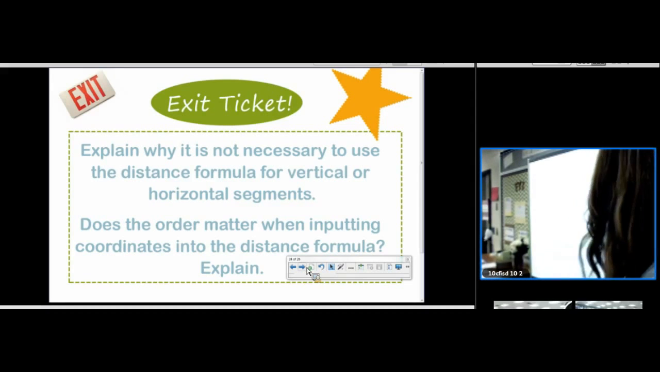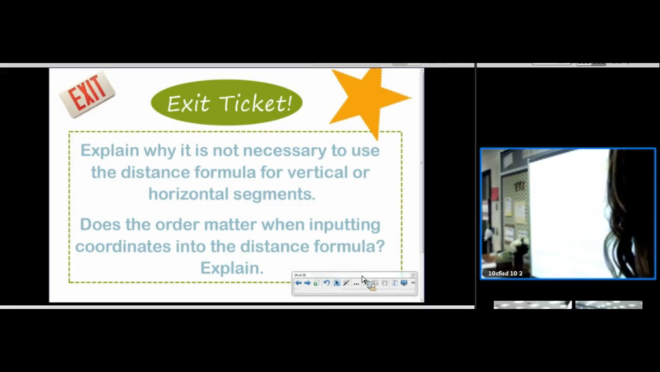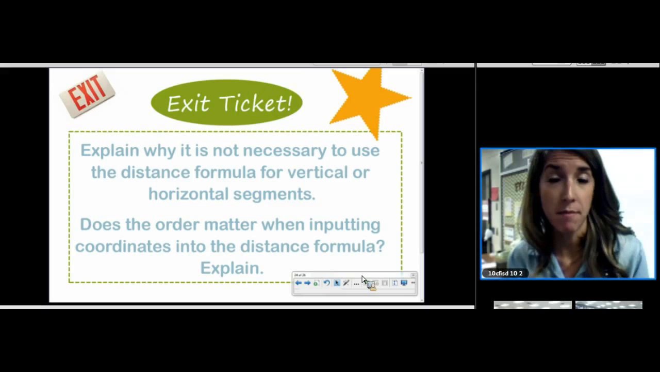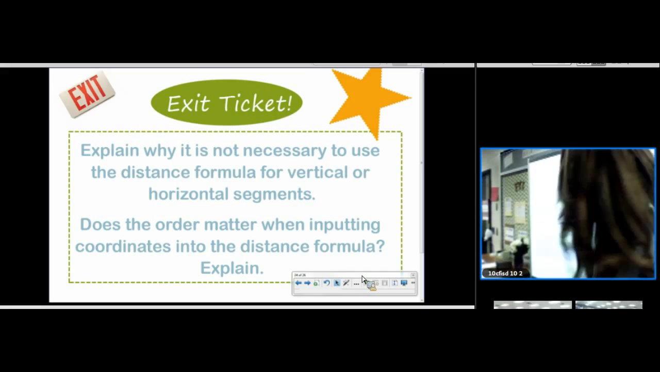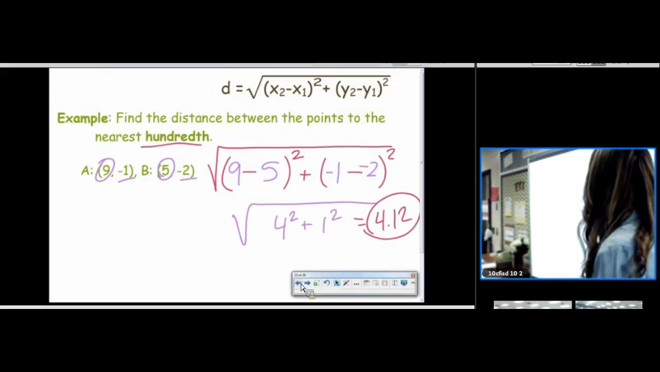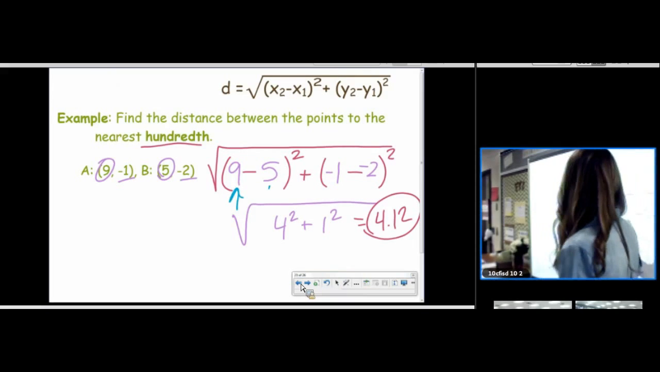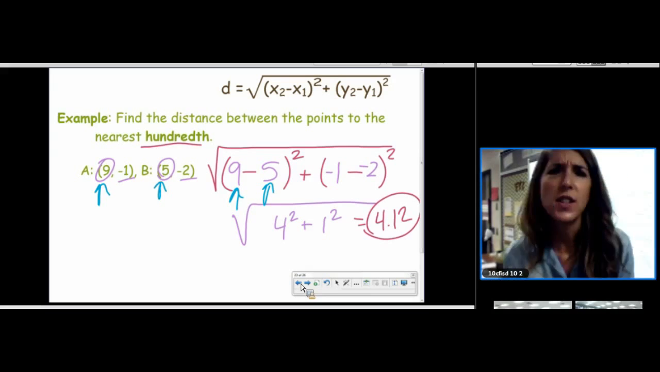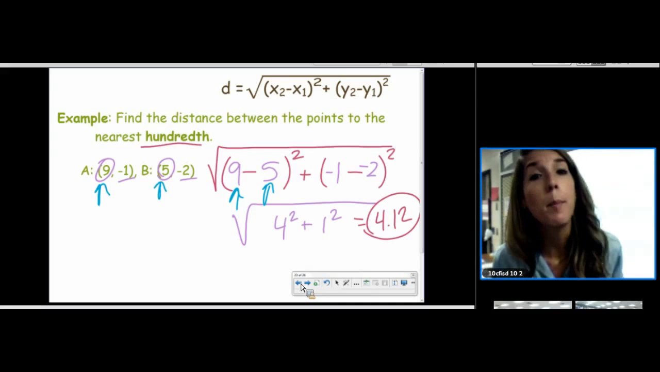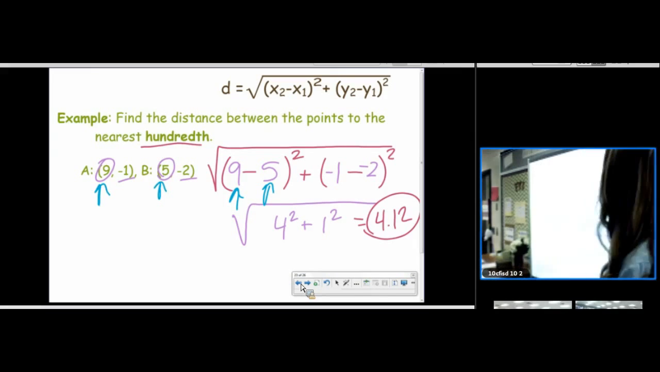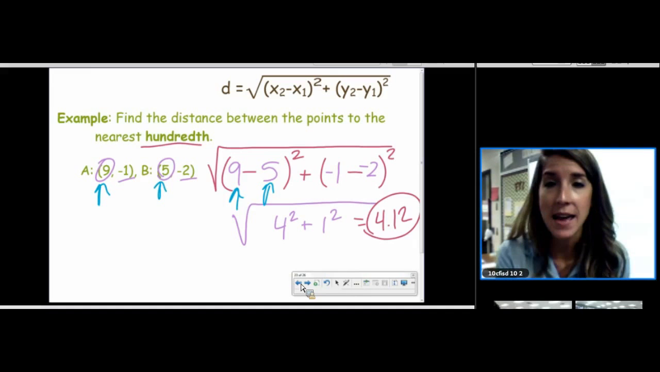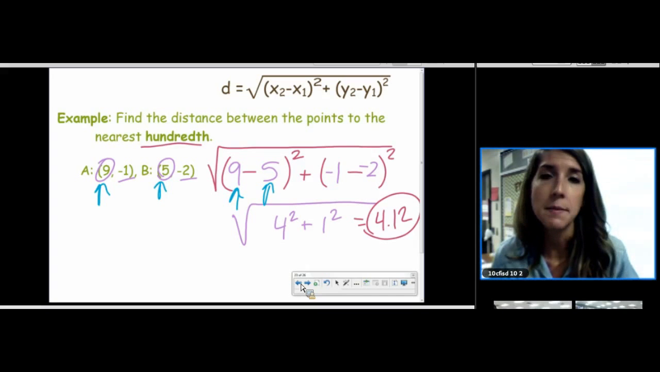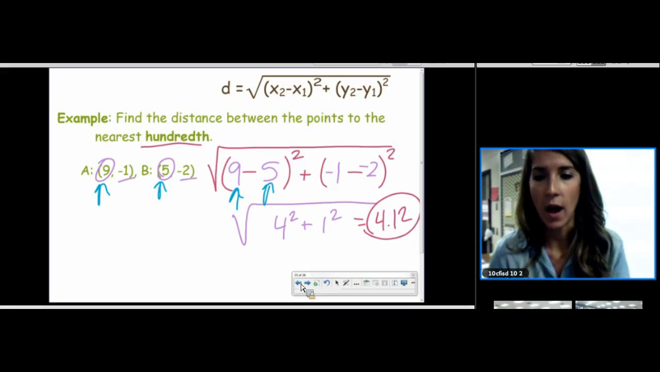Does the order matter when inputting coordinates into the distance formula? Explain. So what I would say is the order doesn't matter as long as you go in the same order both times. Notice on this one, I put 9 and then 5. So I did A first and then B. I could have done B first and then A. It doesn't matter, but when I'm putting the Y ones in, I need to go in the same order. So if I go A, B, then for the Y coordinates, I need to go A, B, and vice versa. So the order doesn't matter as long as you're consistent with your X's and your Y's.